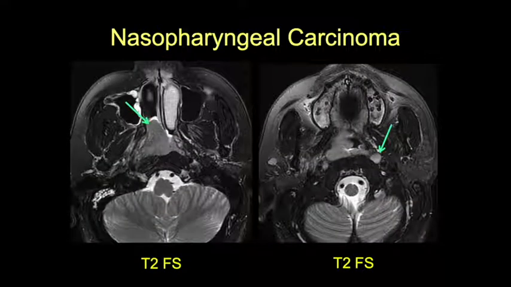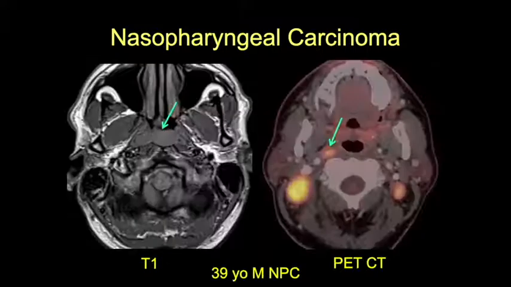Here's another example of a nasopharyngeal carcinoma. This shows this large tumor filling the nasopharynx, extending into the nasal cavity. And then a little more inferiorly, we have the tumor extending inferiorly, and then we see this pathologic lymphadenopathy in the retropharyngeal lymph node, the first order drainage for nasopharyngeal carcinomas.